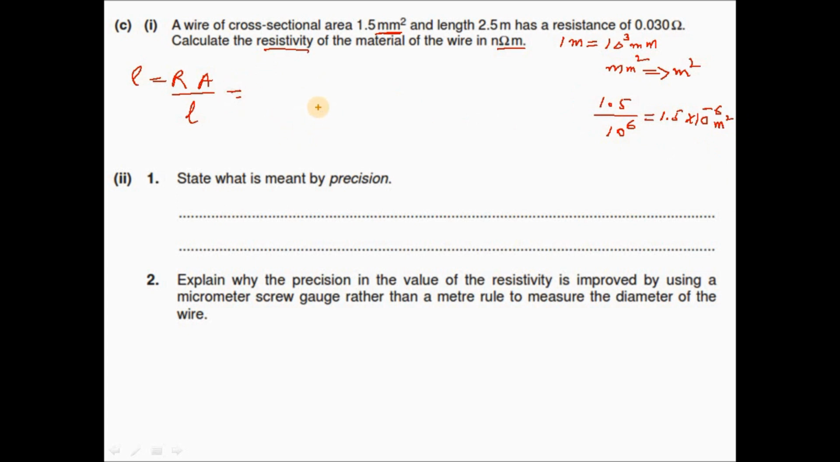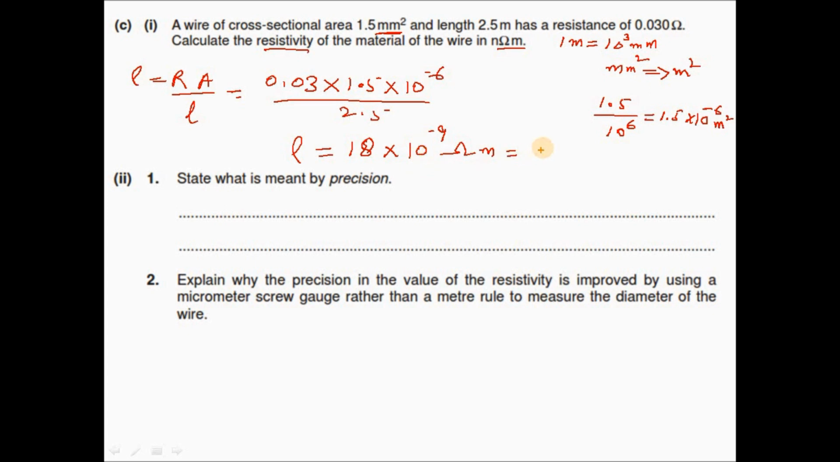Then now you can substitute your values. Your resistance is 0.03 times area 1.5 into 10 to the power minus 6, divided by your length, and length is 2.5 meter. Once you simplify this, the final answer for resistivity will be 18 into 10 to the power minus 9 ohm meter, and this 10 to the power minus 9 can be written as nano, so you can say that it is 18 nano ohm meter.